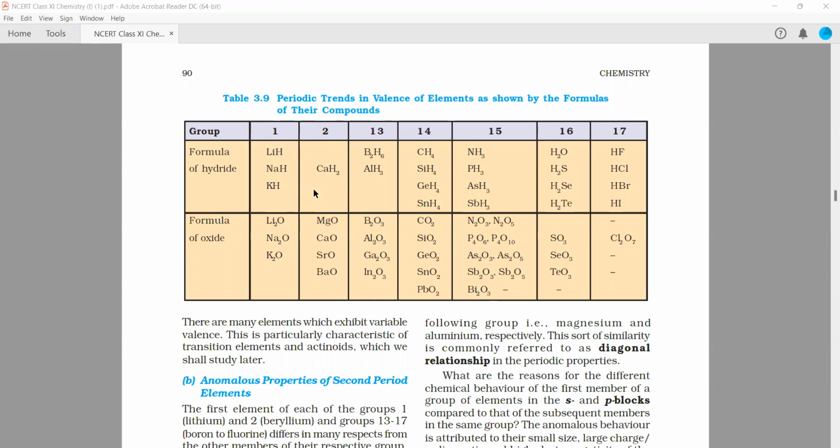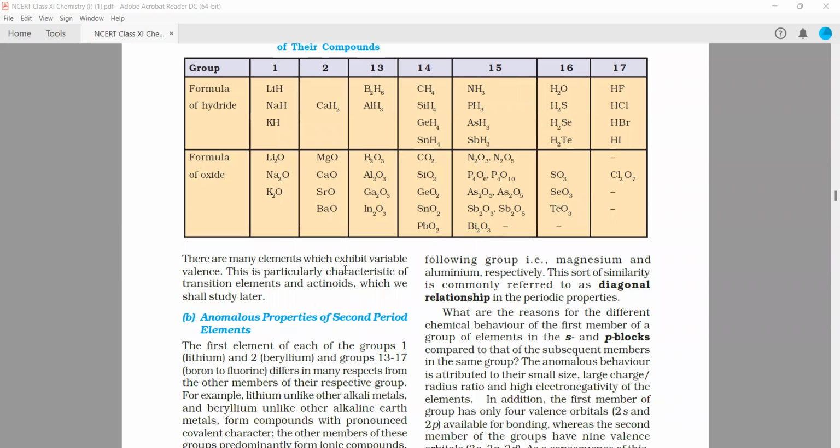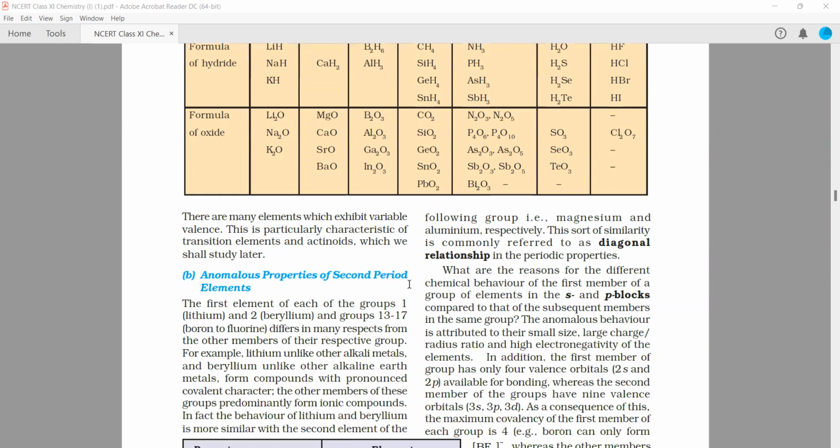Here calcium is +2, it has to be +2 because it can give 2 electrons to complete the octet, and hydrogen needs 1 electron. So you need 2 hydrogens in order to take 2 electrons. So that is why it is CaH2. This is a similar thing, and I think you will understand the table likewise. There are many elements which exhibit variable valence. This is particularly characteristic of the transition elements and actinoids, which we will study later.